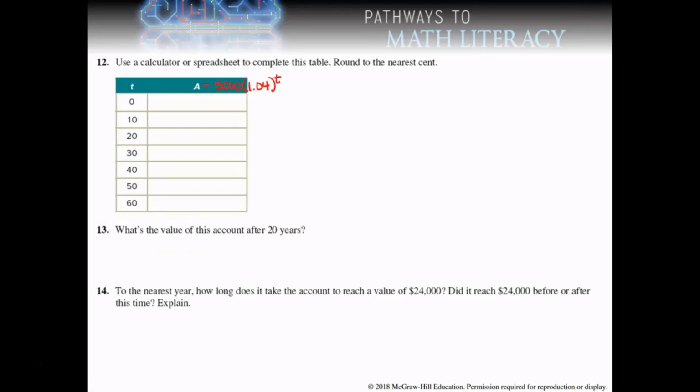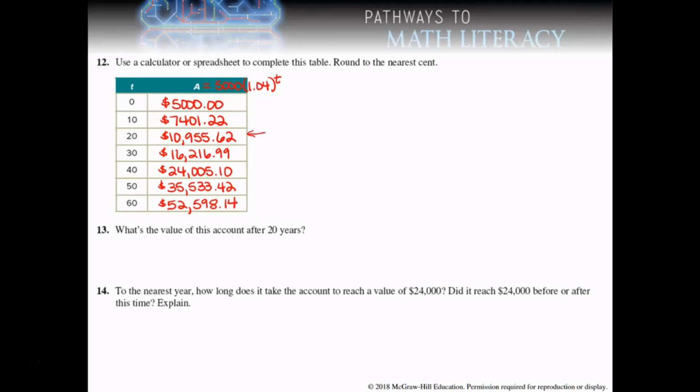They recommend using a calculator or spreadsheet, and that's a really good idea. So I'm going to go to my calculator, put my amount formula into the y equals screen, and create a table. That's going to let me fill this in quite a bit more quickly. And we can see that this one does not increase by the same amount every time increment. So we start at 0 years with $5,000. After 10 years, we have $7,401.22. After 20, we have $10,955.62, and so on. So in 13, what's the value in this account after 20 years?